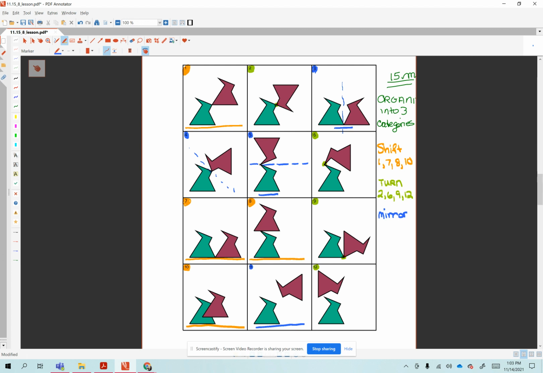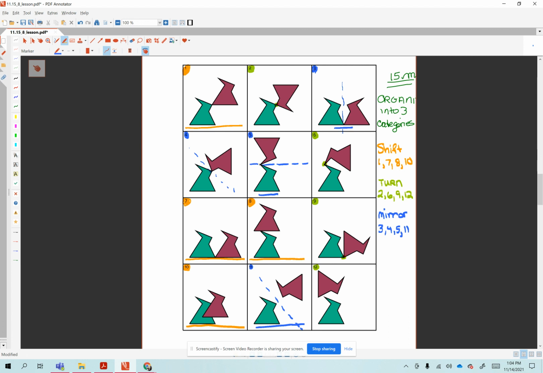And for number 11, again, the mirror would be located right down the middle. So if the green figure were looking at itself in the mirror, it would see the cranberry colored figure. So the mirror image ones are 3, 4, 5, and 11. So were you able to organize them into these 3 categories?